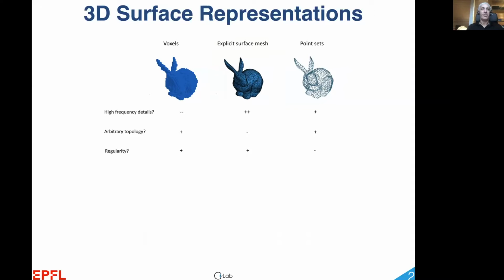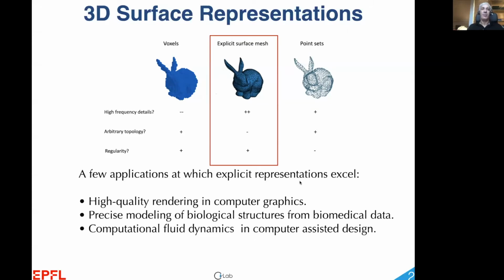Surfaces can be voxelized, represented by point clouds, or by triangulated meshes. All these representations have their pluses and minuses, but triangulated meshes are particularly well suited when we need to represent high-frequency details, which is one of the reasons they have been so popular for so long. This is definitely the case in computer graphics when accurate renderings are required. This is also true in biomedical imaging when we need to compute the surface areas of specific structures, or in computational fluid dynamics when we want to represent boundary conditions.